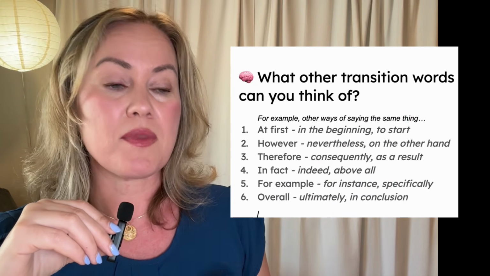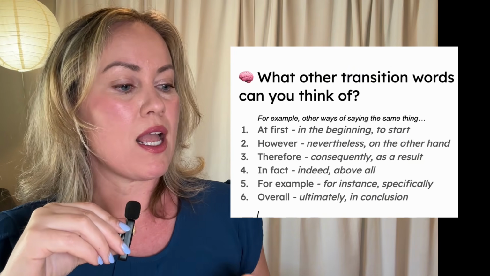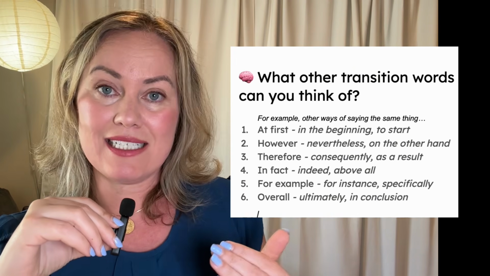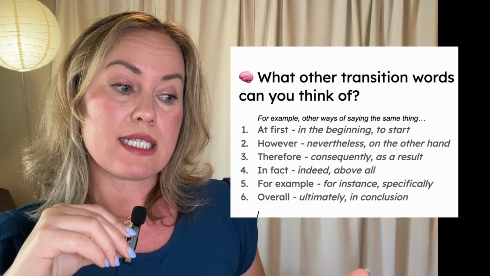Instead of at first, we could say in the beginning or to start. However, nonetheless, or on the other hand. Imagine you have 2 hands and you're showing a contrast between one and the other. I like that visual. Therefore, or consequently, nice long word. As a result, that one sounds great. I like that one, one of my favorites. In fact, or indeed, or above all, that has a lot of emphasis. For example, or for instance, or specifically.